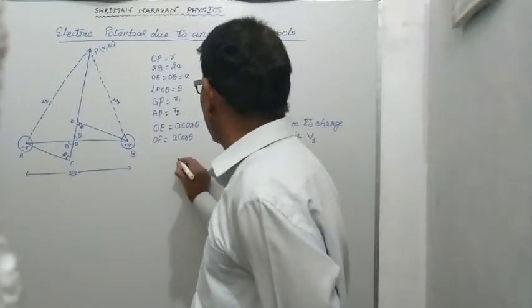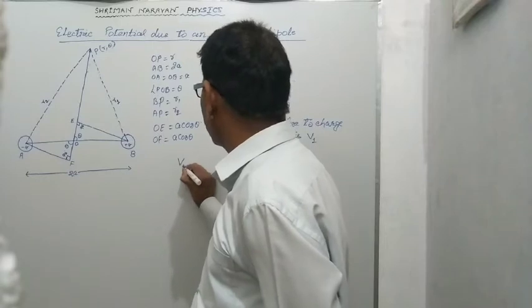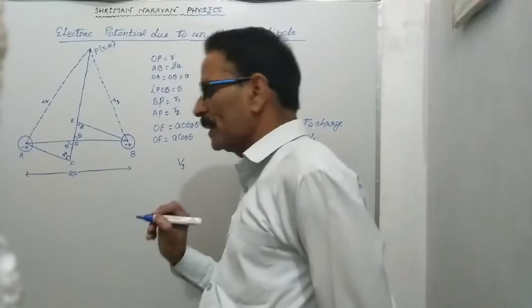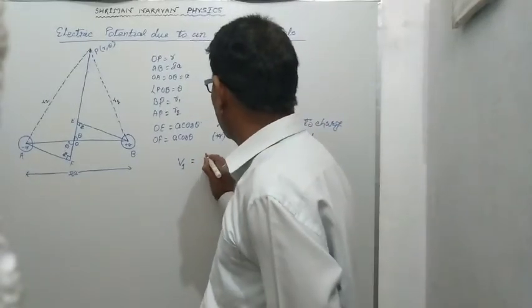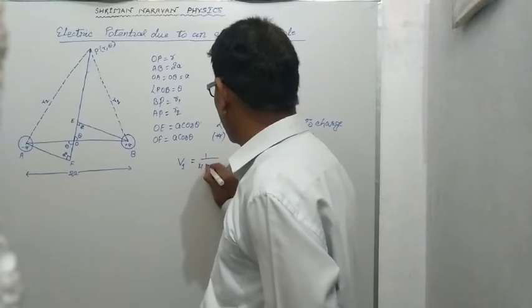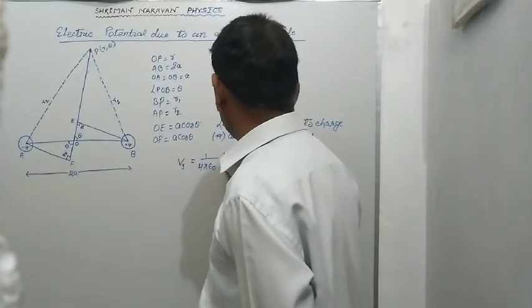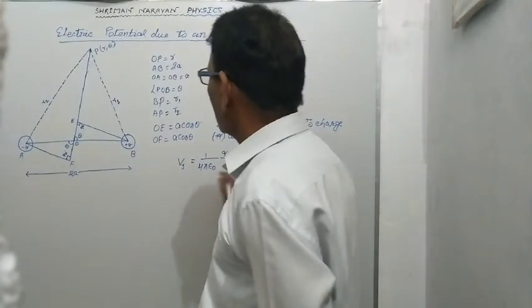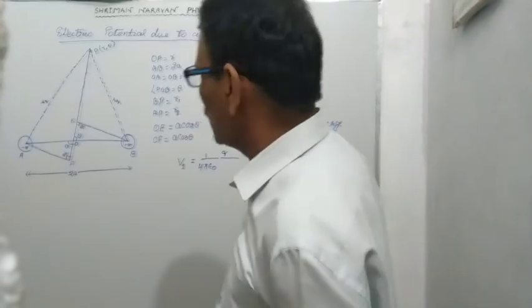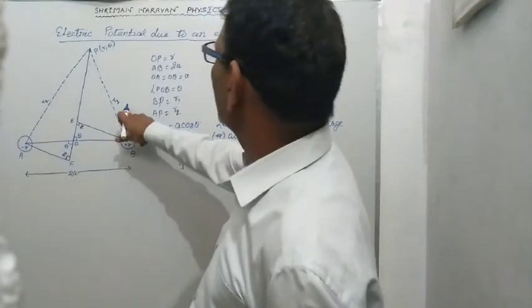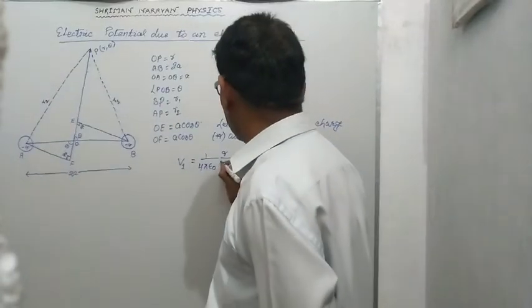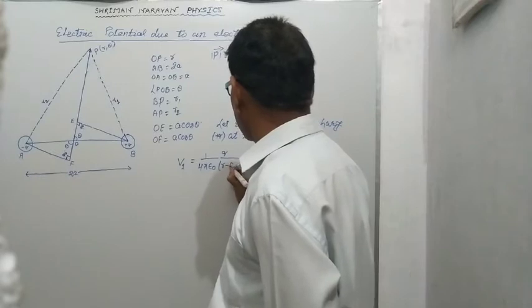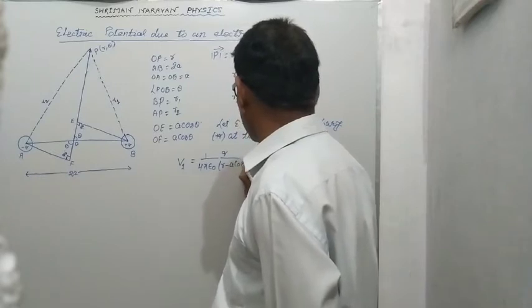So you have seen, for the calculation of electric potential due to a point charge, we will apply the same formula. So V1 will be equal to 1 by 4 pi epsilon naught into charge, which is plus Q, divided by distance. What is the distance? It is R1. So R1 is equal to R minus a cos theta. So we'll write R minus a cos theta.